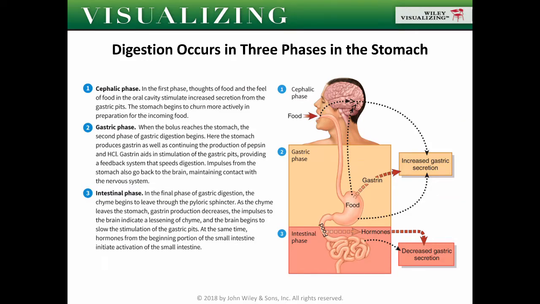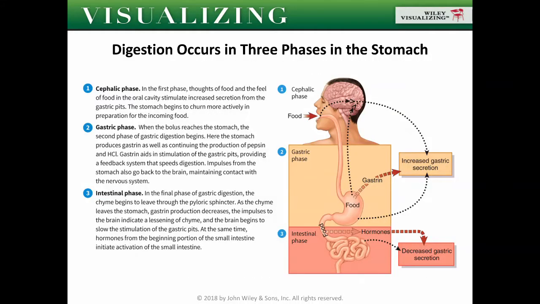The intestinal phase is the final phase of gastric digestion, where the chyme begins to leave through the pyloric sphincter. As the chyme leaves the stomach, gastrin production decreases, and the impulses to the brain indicate a lessening of the chyme, and the brain begins to slow the stimulation of the gastric pits. It's slowing down because the food is done in the stomach. At the same time, hormones from the beginning portion of the small intestine initiate activation of your small intestine. Because the job of the stomach is done, it slows down the secretion of the pepsinogen and the different enzymes and acids in the stomach.